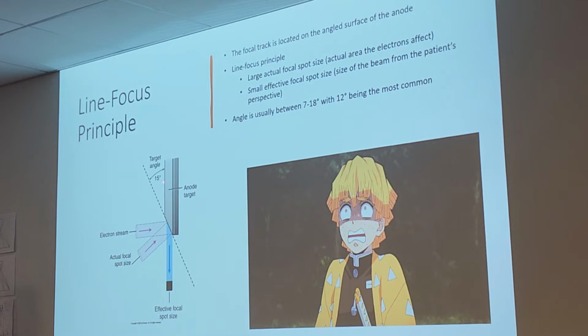Once the angle is smaller, the effective focal spot becomes smaller. So that's all you have to know, the difference between that. We're not going to go into math on it. We're not going to need to know actual degrees and relationships between focal sizes and all that.